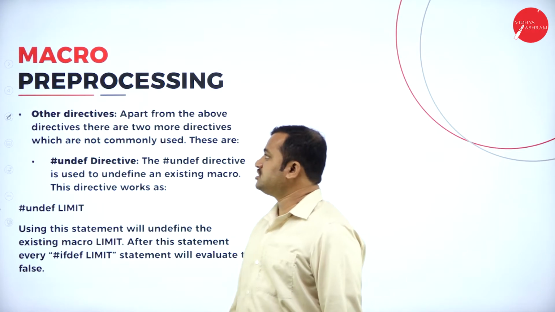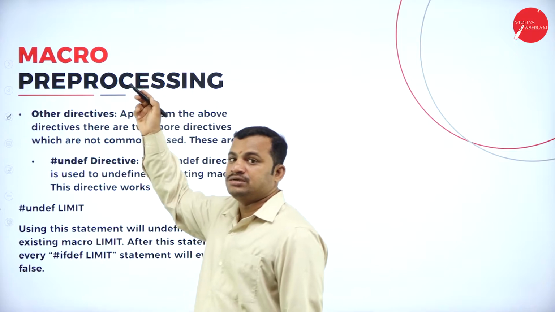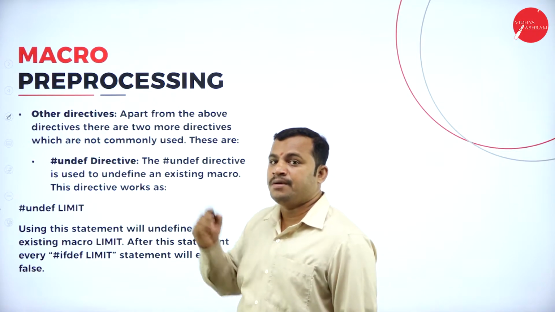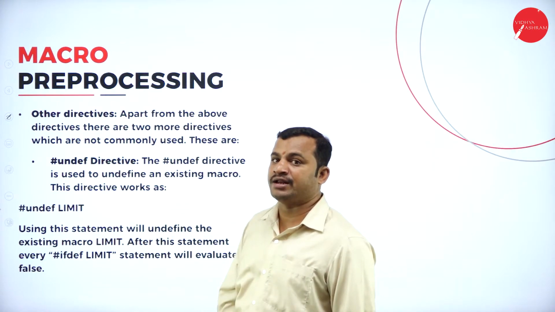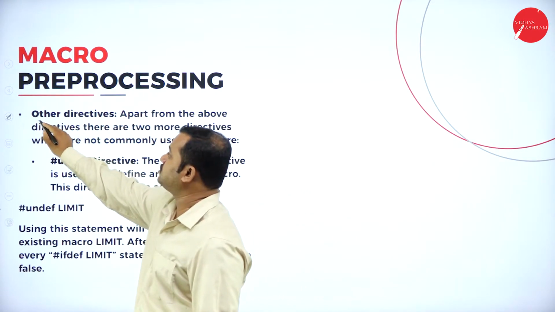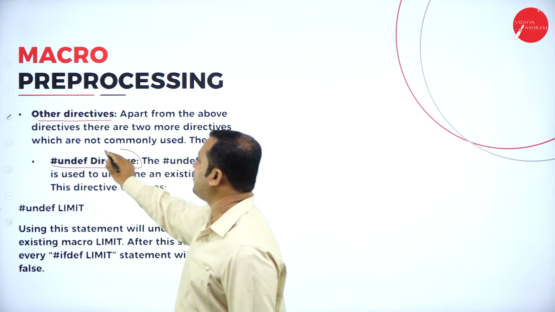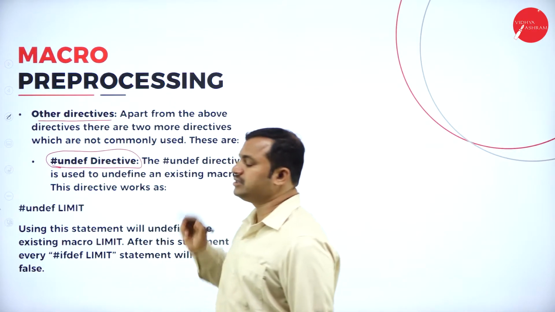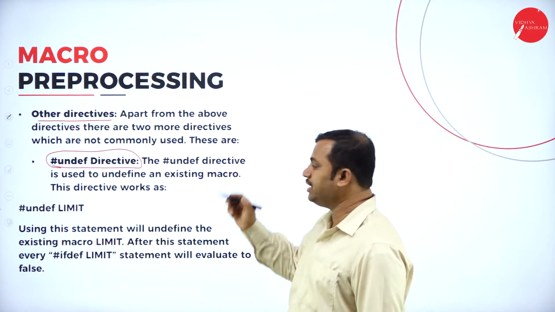Then we shall see that there are other directives. Apart from the include directives, macro directives, and conditional directives, there is another type of directives, that is, other directives. In these other directives, you will see the #undef directive. What is the purpose of using this #undef directive? Let me take you into that.